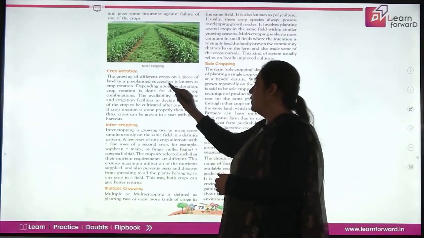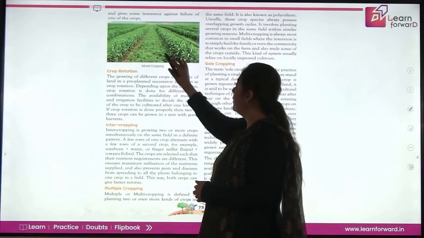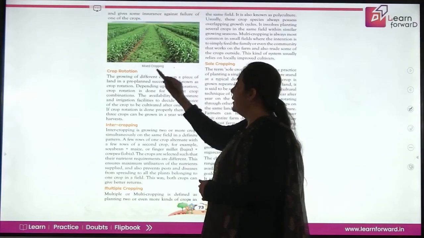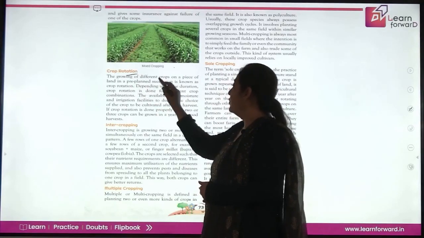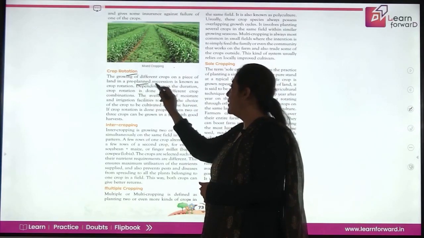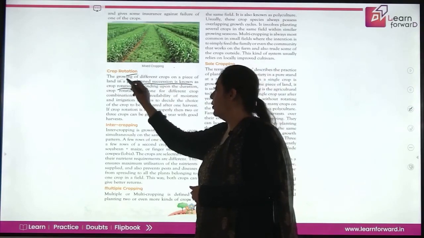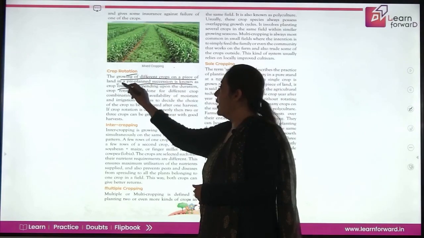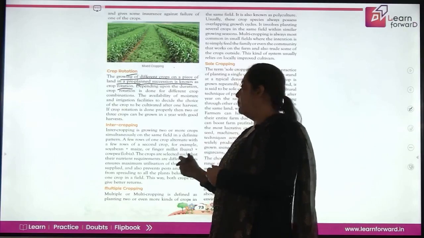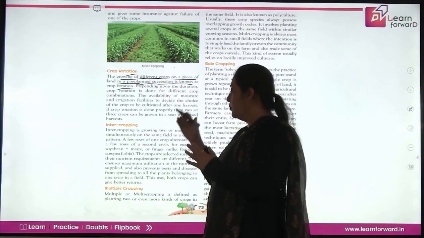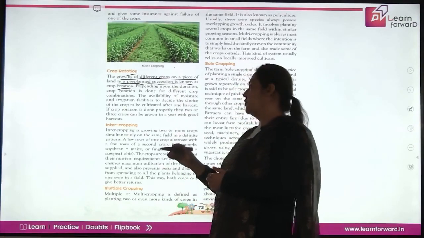Then is crop rotation. So we have seen mixed cropping, different crops on the same land. Then let's come to crop rotation. The growing of different crops on a piece of land in a pre-planned succession is called crop rotation. This is very important. Crop rotation बहुत अच्छा होता है land के लिए because इसकी fertility बनी रहती है.